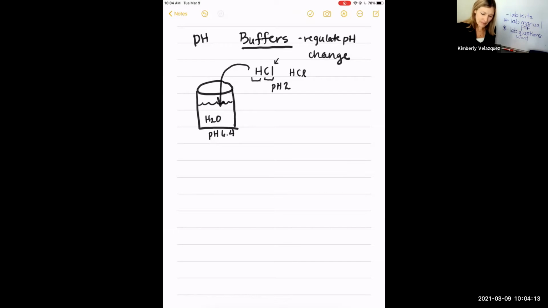If I add some acid to this water and that acid is pH 2, the pH of this water should go down instantly, okay? Because water is not a buffer. That's very important to understand. Water is not a buffer.